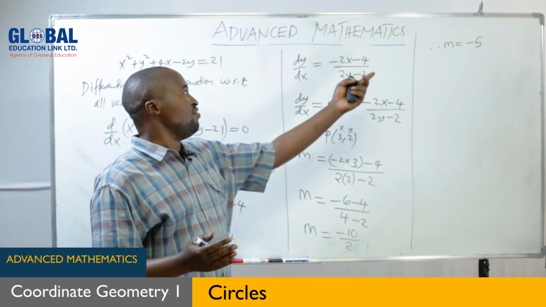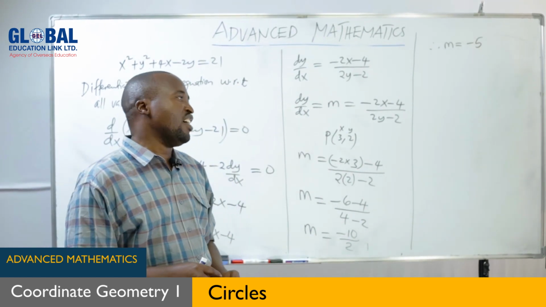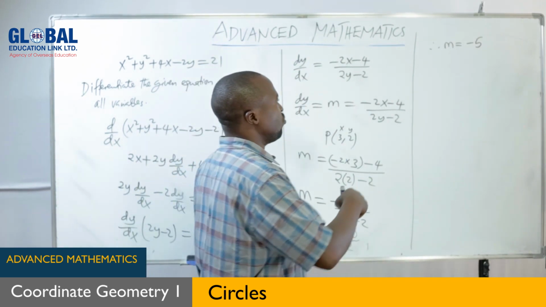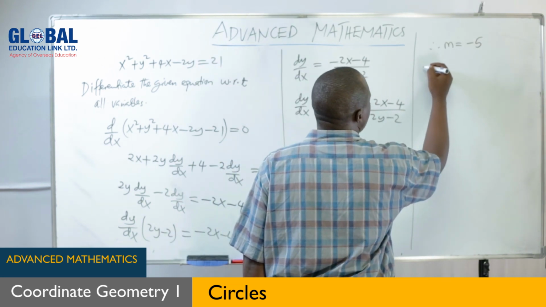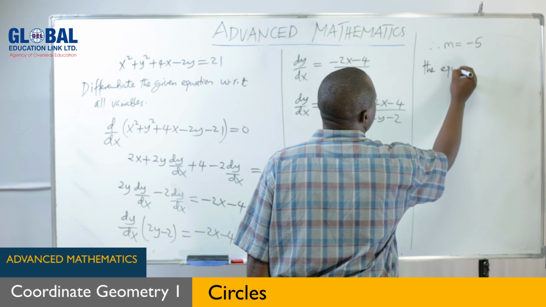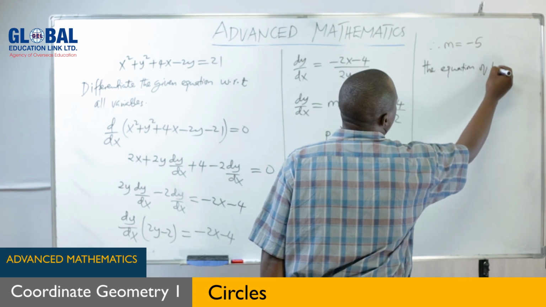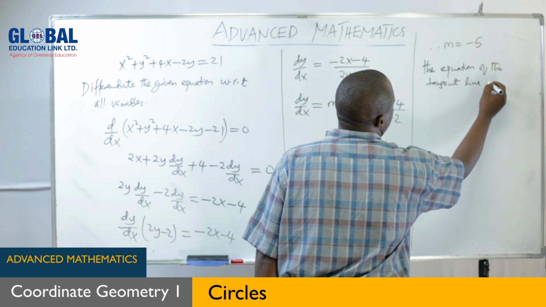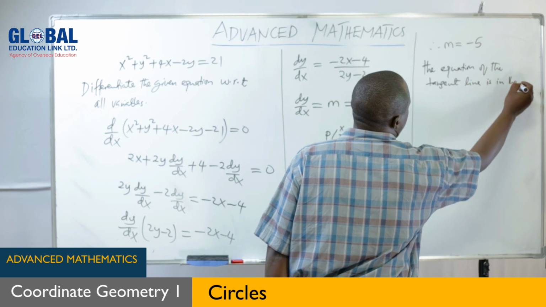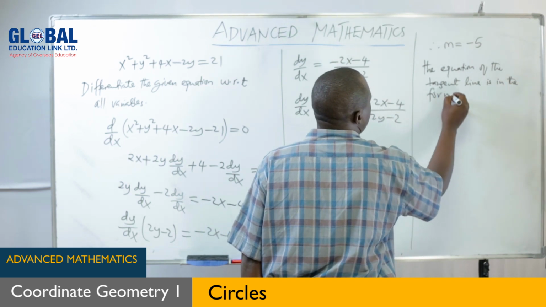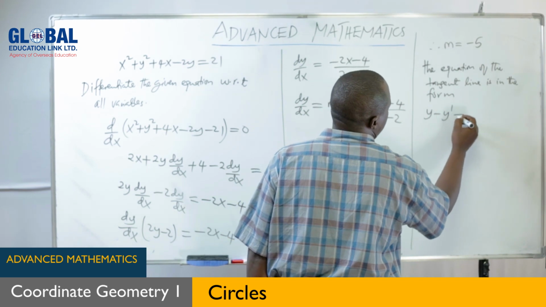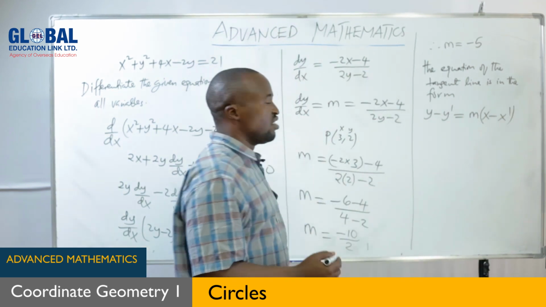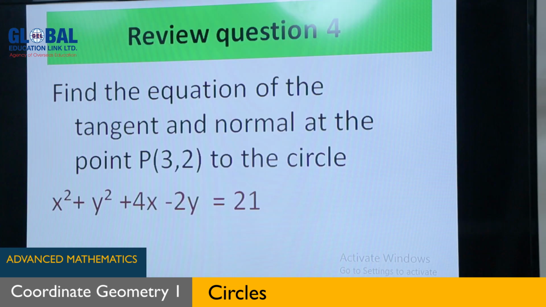So my dear student, now we have the slope. It is time to find the equation of the tangent. So we are going to start with the equation of the tangent. The equation of the tangent line is in the form y minus y dash is equal to m times x minus x dash. So that is the form of the equation of the tangent.